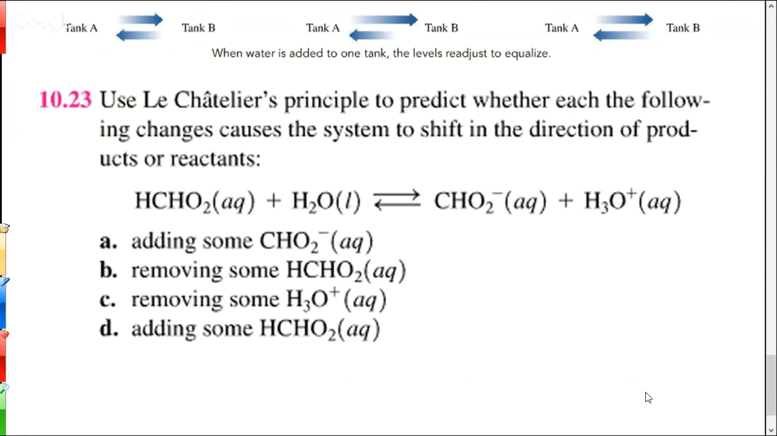This thing is called Le Chatelier's principle. That, again, is not really important, but the principle is important. The name is not so important. So here's a reaction that's at equilibrium. It's going back and forth, and it's balanced out at some point.